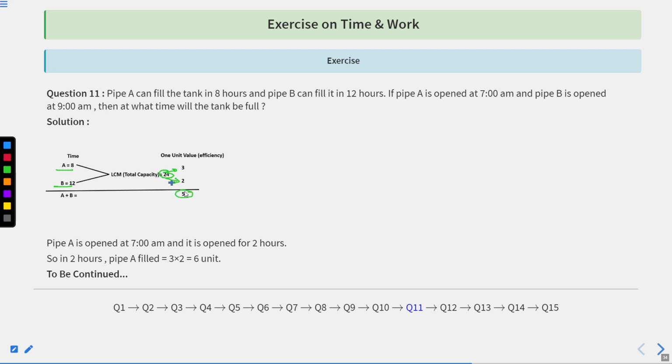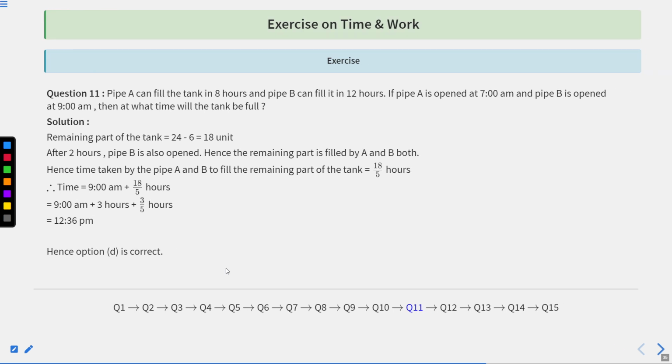Now try to read the question again. Observe what it says. Pipe A is opened at 7 a.m. and pipe B is opened at 9 a.m. That means pipe A is working alone for the first 2 hours and later on pipe B joined it. So in 2 hours, pipe A filled 3 units in the first hour and 3 more units in the second hour. That is 3 plus 3, 6 units. So 6 units of work is already done by pipe A out of 24.